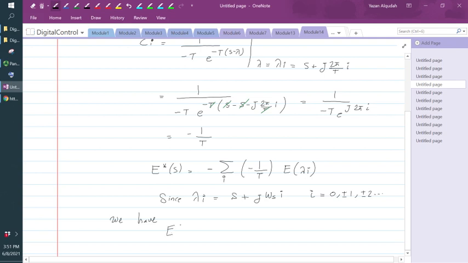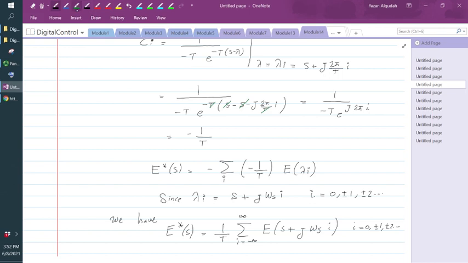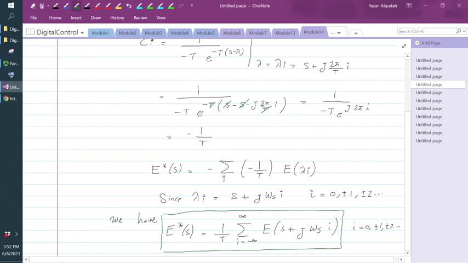E star of S is going to equal 1 over t, the summation from I equal to negative infinity to infinity, and if I plug in for lambda I, it is going to be S plus j multiplied by omega S multiplied by I, where I is 0, plus minus 1, plus minus 2, etc. And this is the third expression that we want to derive for E star of S. And what this expression says is that E star of S is equal to 1 over t multiplied by the summation of E of S plus j omega S multiplied by I.